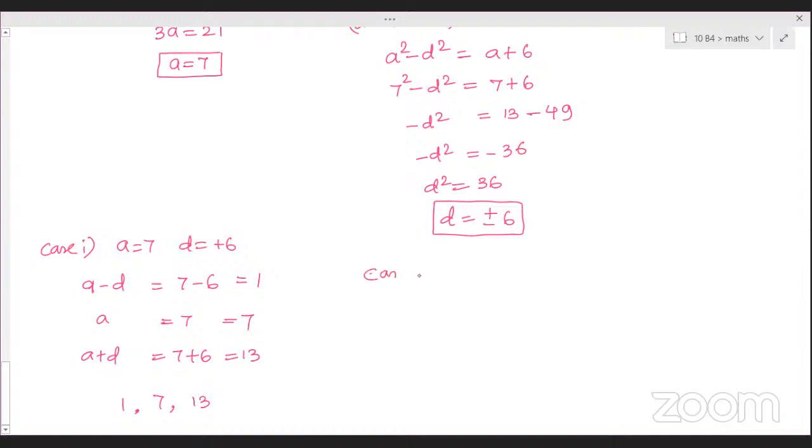Case 2, you have to show, although you are getting the same numbers, but in reverse order. A is equal to 7, D is equal to minus 6. So the 3 terms are A minus D, A and A plus D. So it is 7 minus minus 6, which is 13. A remains 7 and A plus D is 7 plus minus 6, so 7 minus 6 is 1. So the 3 terms are 13, 7 and 1. You need to show both the cases.